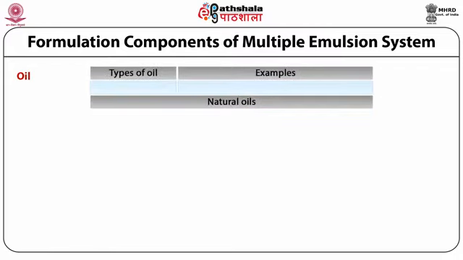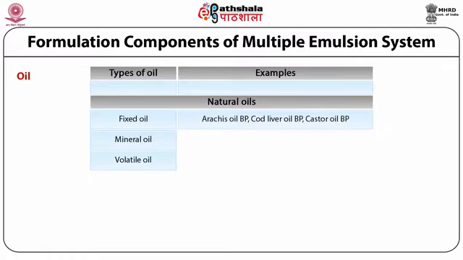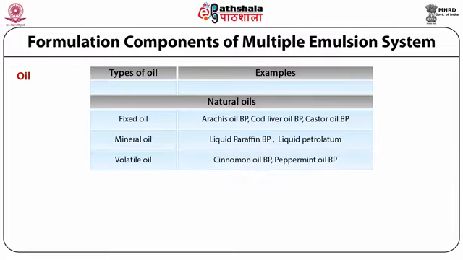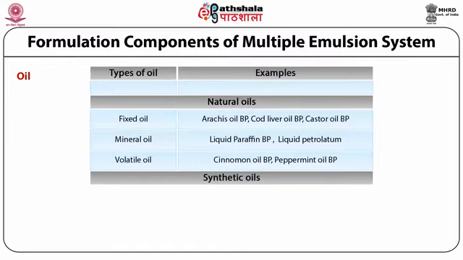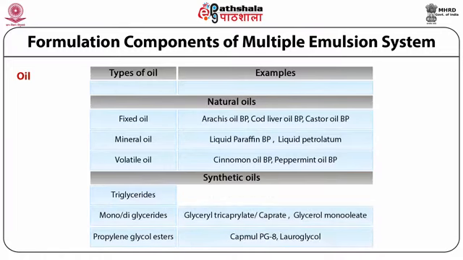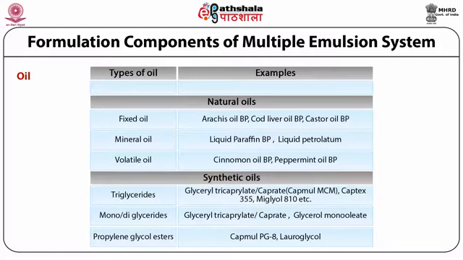Natural oils are again divided into three: fixed oil, mineral oil, and volatile oil. Examples of fixed oil are arachis oil, cod liver oil, and castor oil. For mineral oil, liquid paraffin is the best example. Volatile oils are cinnamon and peppermint oil. Synthetic oils are again divided into triglyceride, mono and diglyceride, and propylene glycol ester. Among these, Capmul PG8 and lauroglycol, glyceryl tricaprylate, and Capmul MCM are very common examples and can be used to prepare multiple emulsion systems.